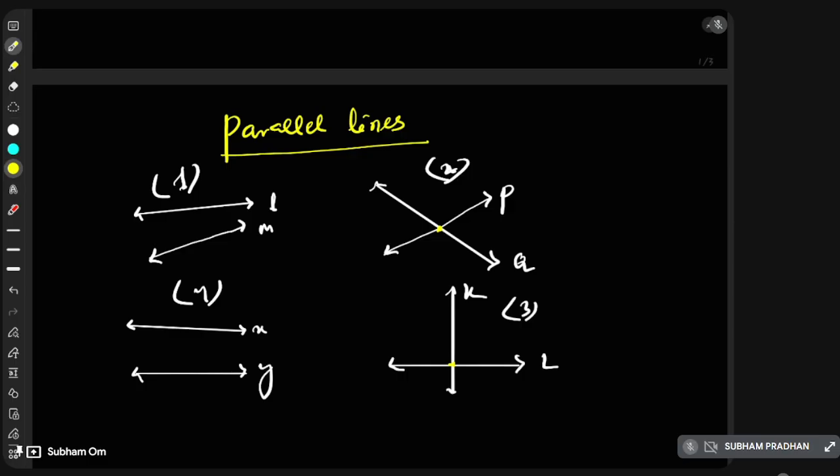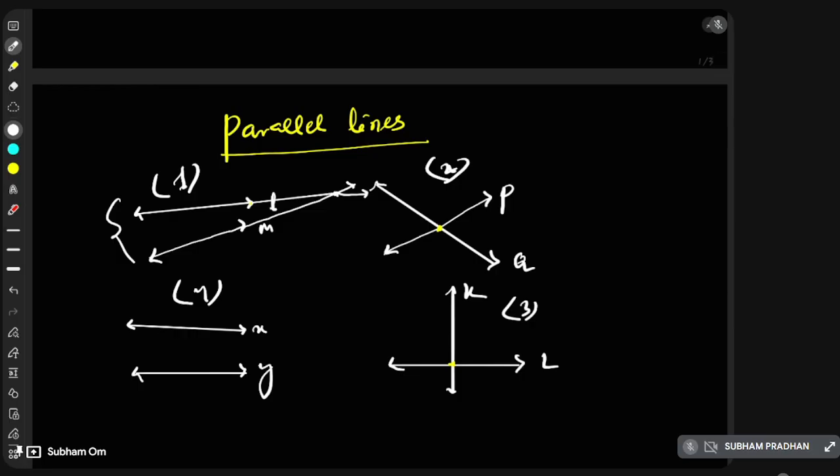Okay, what are parallel lines? Let's see line L and line M. These two lines are not intersecting with each other. But if we extend line L like this, and extend line M like this, we can see that these two lines intersect at a particular point after a certain distance. That point is here. That means these lines are also intersecting lines. Line L and line M are also called intersecting lines.